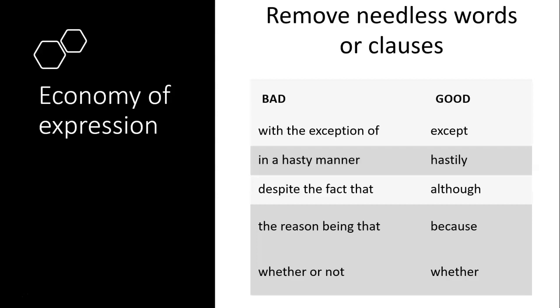It's very typical and very colloquial, and this is how we talk, but the better way to say that is to just say "because." Or "whether or not." It doesn't really matter if you have the "or not," it's still contingent. So the word "whether" can be most effective in this situation, and it removes those needless words.